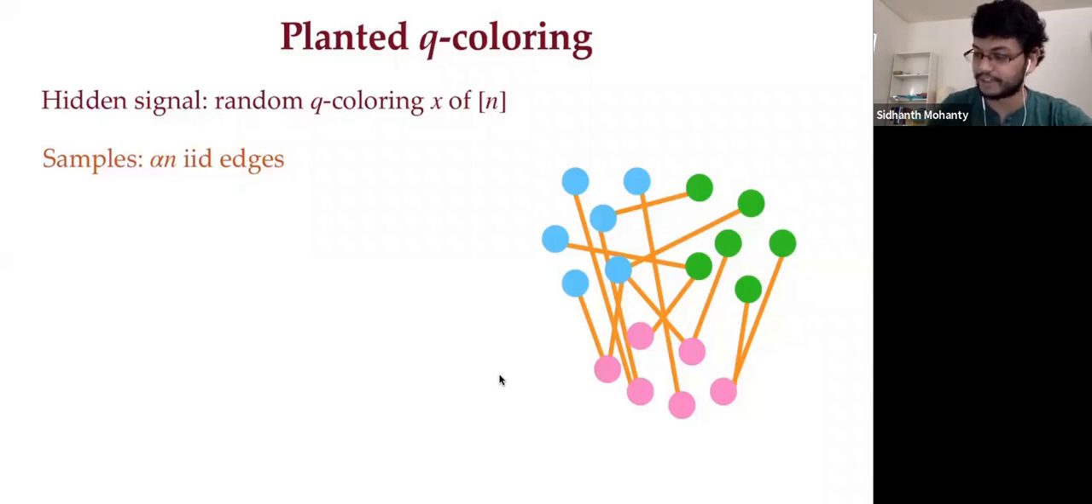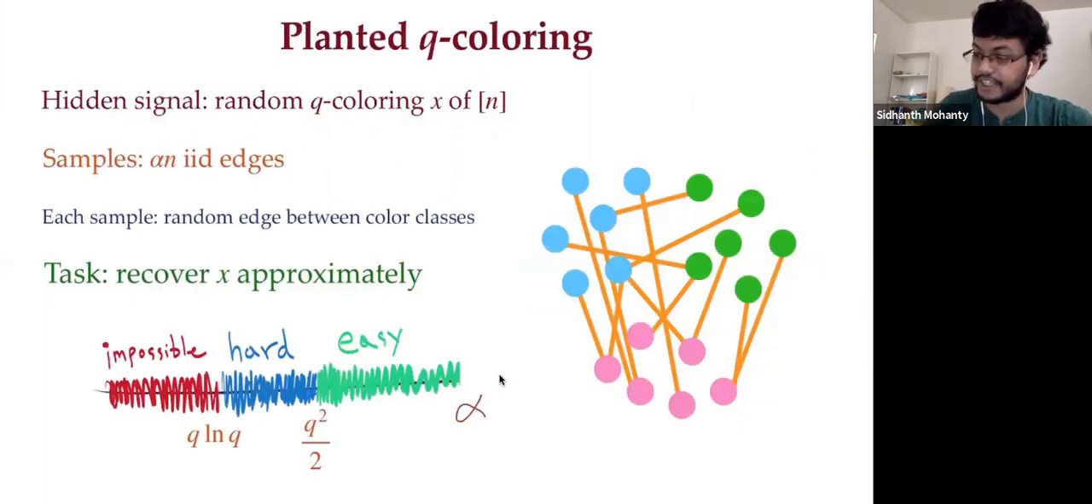Let me tell you what the distribution of each edge is. Each sample is a uniformly random edge that straddles two color classes. Of all the possible pairs of vertices which have different colors, say u v, I choose one such edge uniformly at random. But I don't allow myself to choose edges between vertices of the same color. For example, this edge between u and v prime is disallowed. Now the task is, once you're given this graph, to recover X approximately.